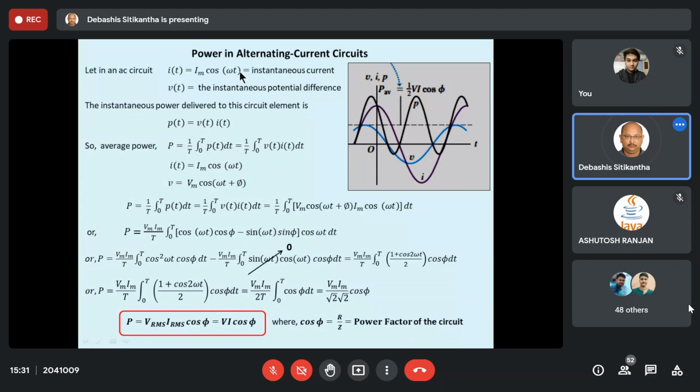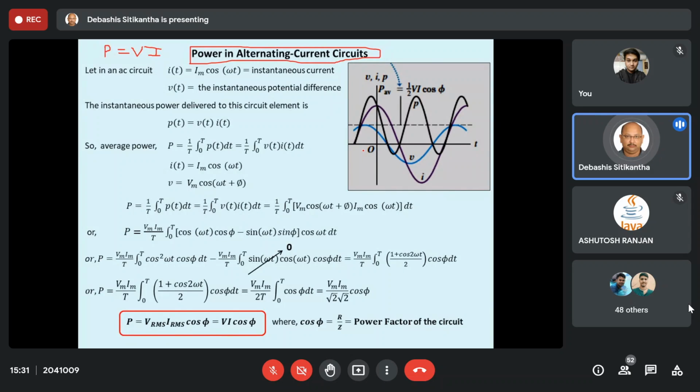Okay, just have a look. Power in alternating circuits. Now, we have already discussed how we calculate power in case of a DC circuit. Very simple. In case of a DC circuit, the power is given by V into I. Now let us try to find out what is going to be the expression in case of an alternating circuit.